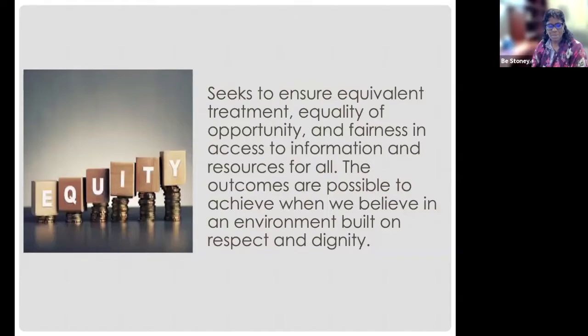We also have to know that this process is essentially an effort to undo systemic barriers, which most of you have dealt with over your entire lives. And for some of you, your young lives, like Noah, okay? And that these systemic barriers have been truly barriers to inclusion for social identity groups particularly. And we have to know that we experience differential treatment in society at large. So as the definition here says, it seeks to ensure equivalent treatment, equality of opportunity, and fairness in access to information and resources for all. And again, all means our students.